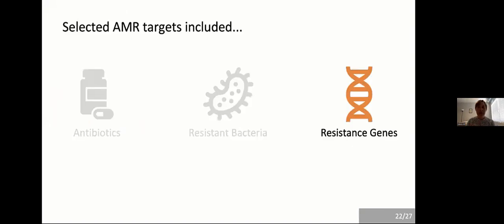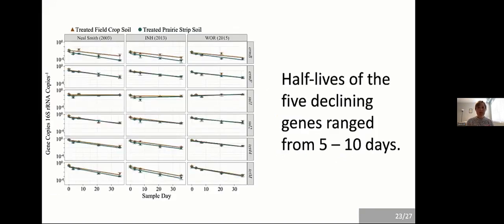And similar to the rainfall simulation, our targeted AMR contaminant was a set of resistance genes that were likely to be introduced during the treatment of manure application. And so in order to kind of assess the rates of dissipation of these genes, we calculated what were essentially the equivalent of half-lives for 5 of the 6 gene targets. And while we didn't really see a distinction between the half-lives of the genes in the crop soils and the half-lives of the genes in the prairie strip soils, what we did see was that in both soil types, our estimated half-lives ranged from as short as 5 days to up to 10 days.